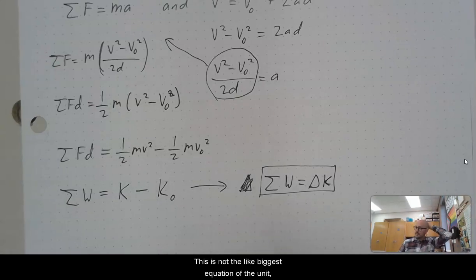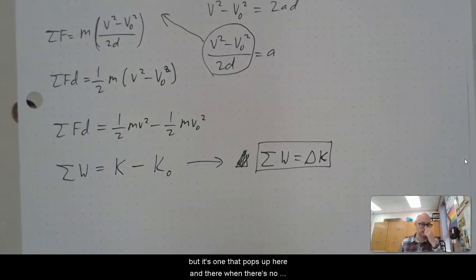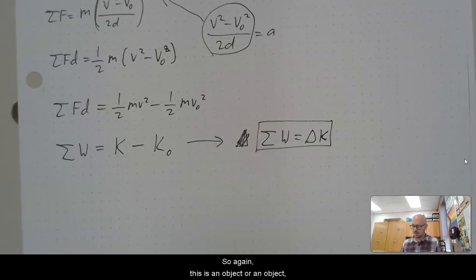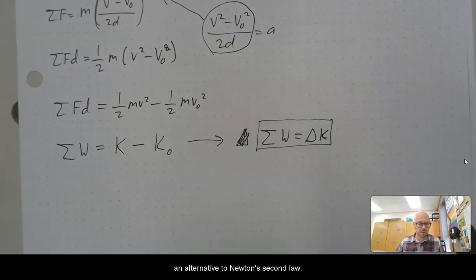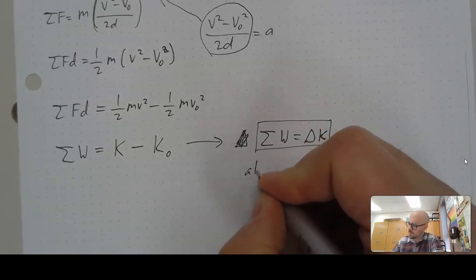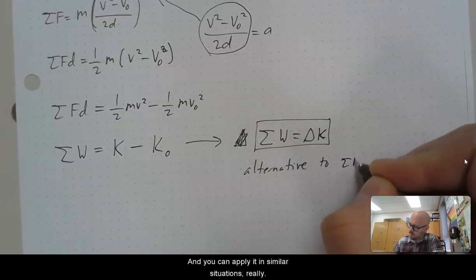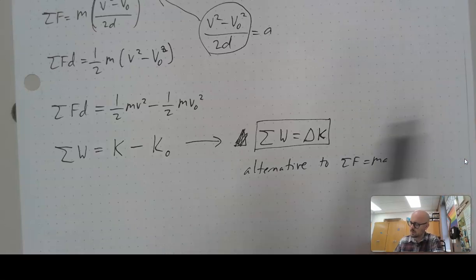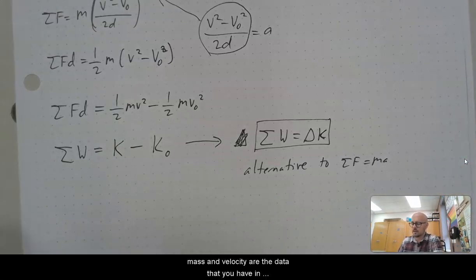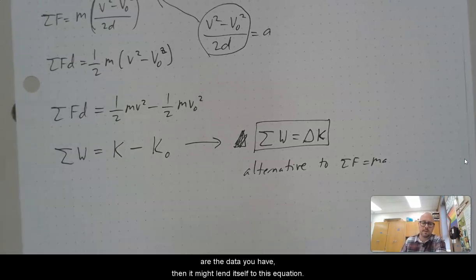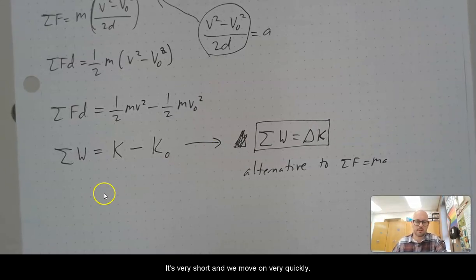This is not the biggest equation of the unit, but it's one that pops up here and there when there's no worry about potential energy, especially. Again, this is an alternative to Newton's second law, and you can apply it in similar situations. If mass and velocity are the data that you have, and displacement, or if velocity and displacement are the data you have, then it might lend itself to this equation. And that's actually it for this video. It's very short, and we move on very quickly.